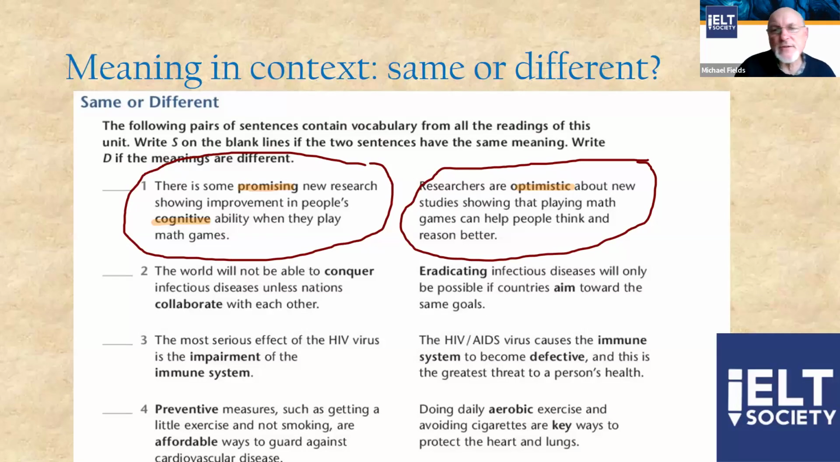And as we can see, these are also very good examples of paraphrasing, right? Cognitive ability paraphrases to think and reason. Promising is used as a paraphrase for optimistic. New research, new studies. And of course, we have researchers, which reinforces that it's research. Okay, and then we get play math games. So really good examples of paraphrasing also.